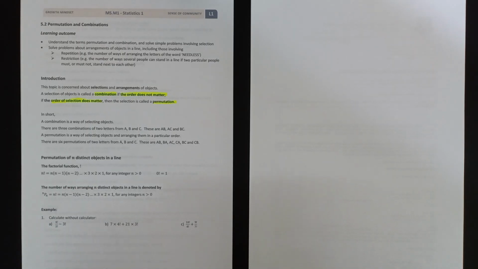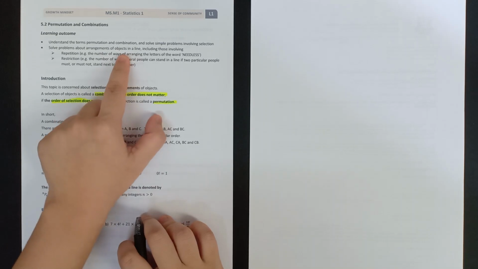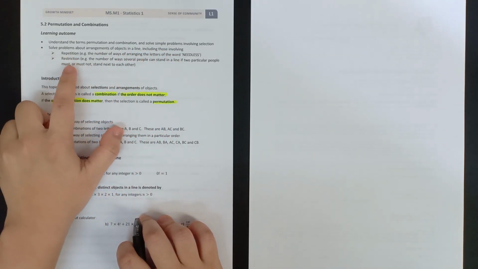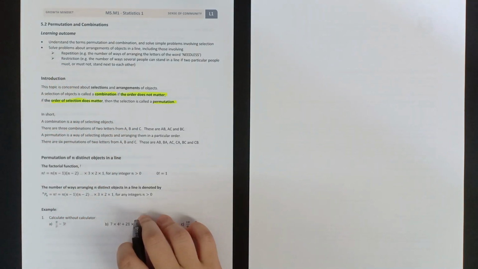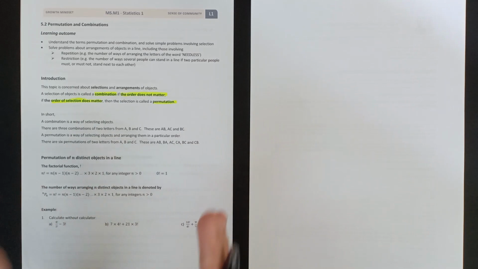Okay, so we will use two lessons to cover this chapter, which means today's lesson and Friday's lesson. Then we are going to finish this chapter. For today's lesson, we'll be focusing on the arrangement of objects in a line, including those involving repetition and restriction. Today we'll be dealing with the situation where you are selecting and arranging n objects. So if you have 10, then you are going to arrange all 10.